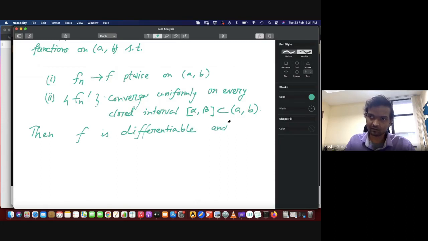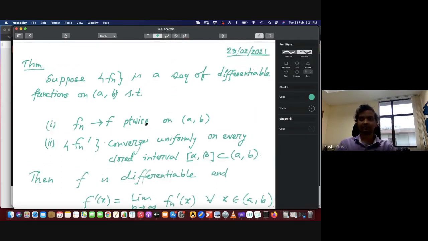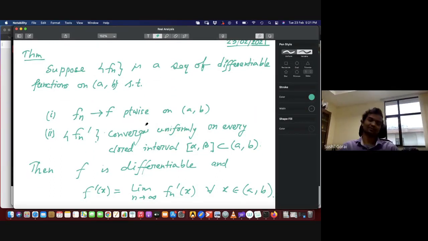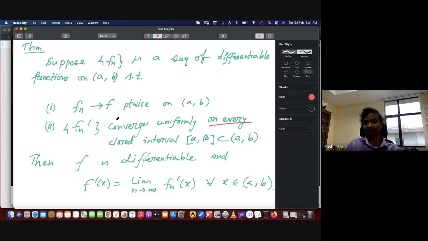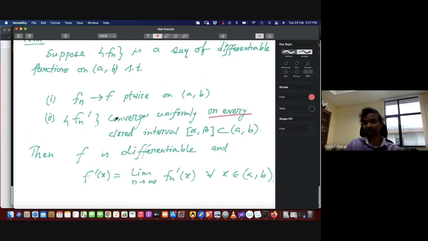And f prime x is the limit as n tends to infinity of fn prime x for all x in (a, b). Is the statement clear? The important point is this is on every closed interval. It's not just one closed interval. Rather, every closed interval you have this. Is this fine?